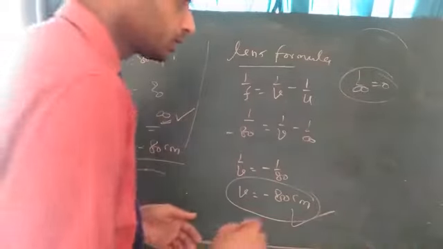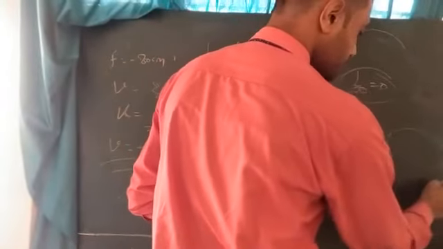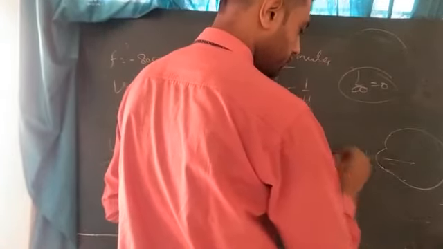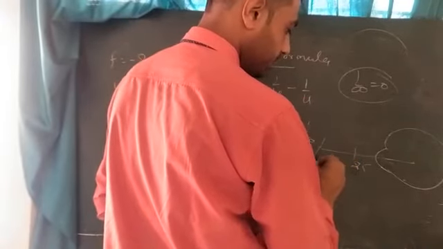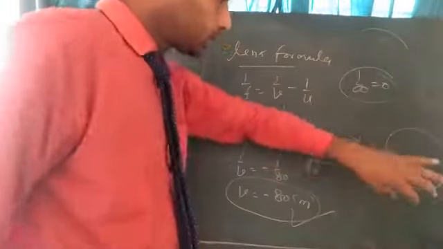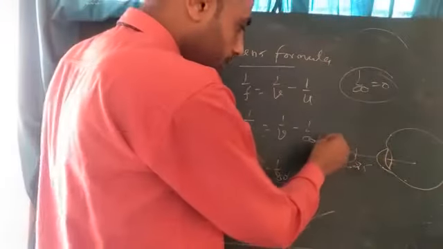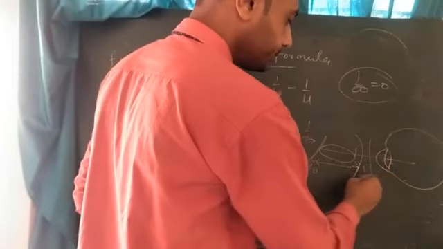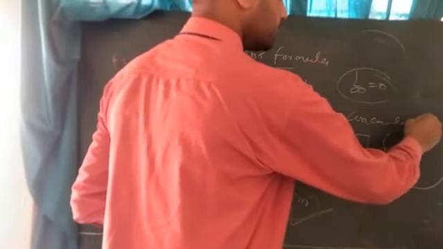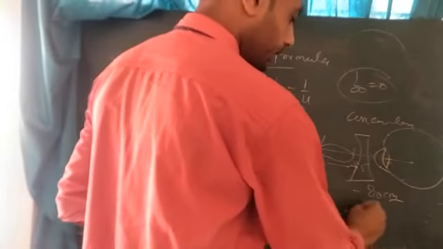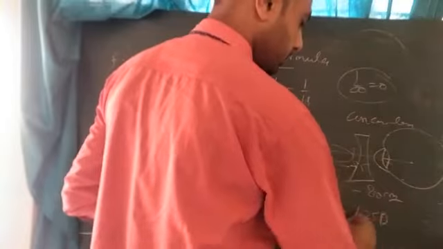It means this myopic person can see 25 to 80 centimeter clearly. In this region, this myopic person can see easily, and to see beyond 80 centimeter there is a need of concave lens. This concave lens of focal length minus 80 centimeter and power of minus 1.25 diopter.